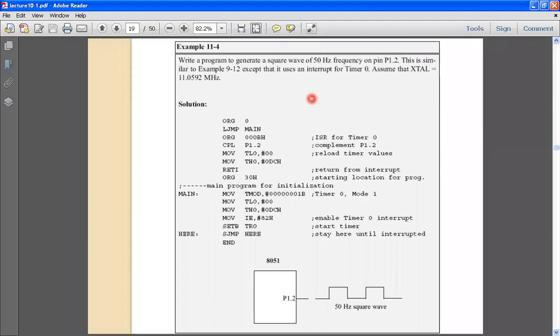Hello friends, now let us consider another example on timer interrupt. The question is: write a program to generate a square wave of 50 Hz frequency on pin P1.2. This is similar to example 9.12 except that it uses the interrupt for timer 0. So here it is not using 8-bit auto reload mode, we are using the 16-bit timer process.